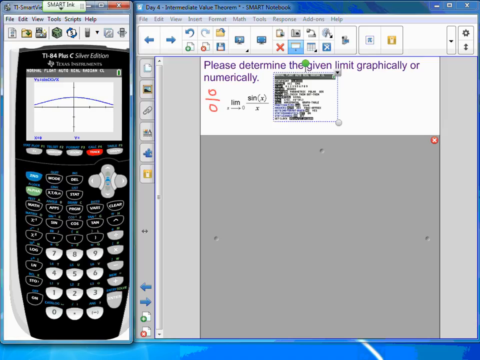So I've traced. What if I go a little bit to the right? Looks like my y-coordinate is about 0.999. What if I go a little bit to the left? Oh, it looks like it's about 0.999 also. So does anyone want to posit a guess as to what the value of this limit is? One. One? We think one? All right. So I could guess that it's one and I could continue zooming. And it looks like the left-hand limit matches the right-hand limit. Therefore, the overall limit exists and it is equal to one.